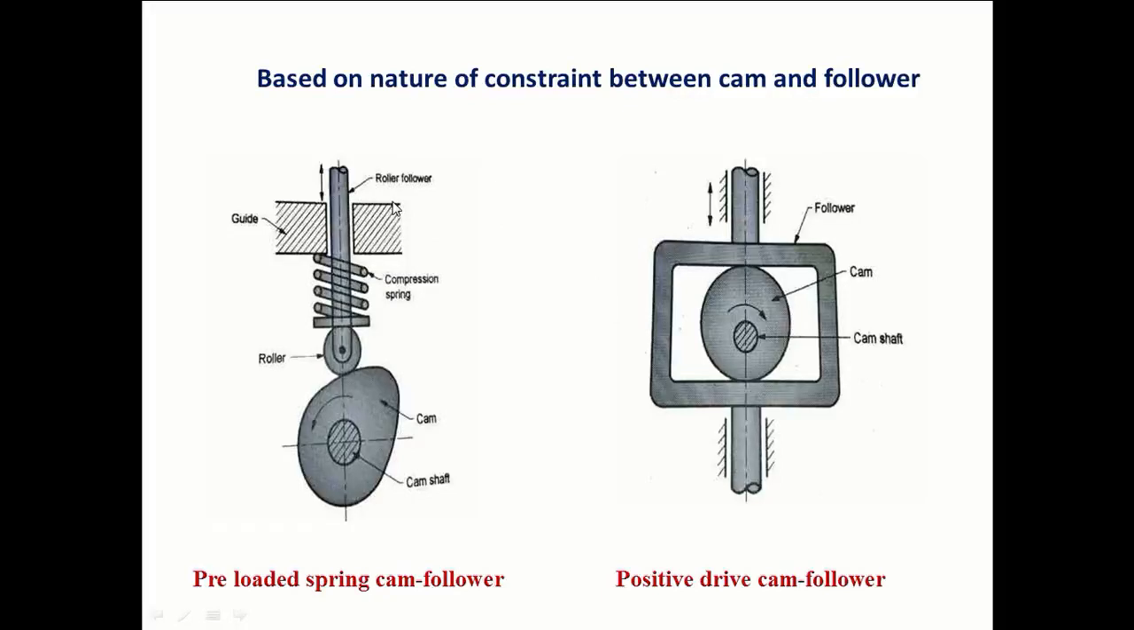Then based on the nature of constraint between the cam and follower, we have preloaded spring type and positive drive cam. In order to establish a contact between the cam and the follower, a spring has been used here, which we call a preloaded spring type of cam follower. Whereas in this case the nature of the cam and follower is constraining them to maintain physical contact throughout.